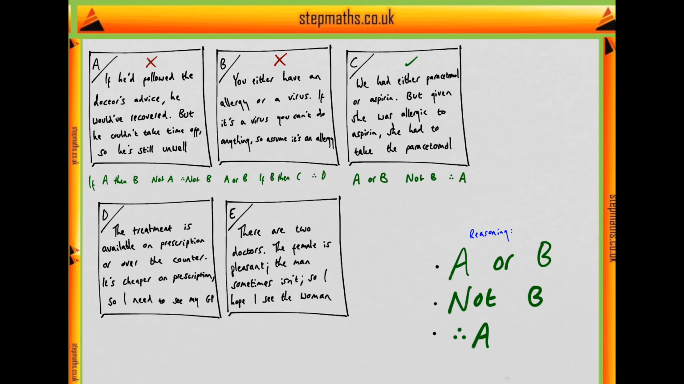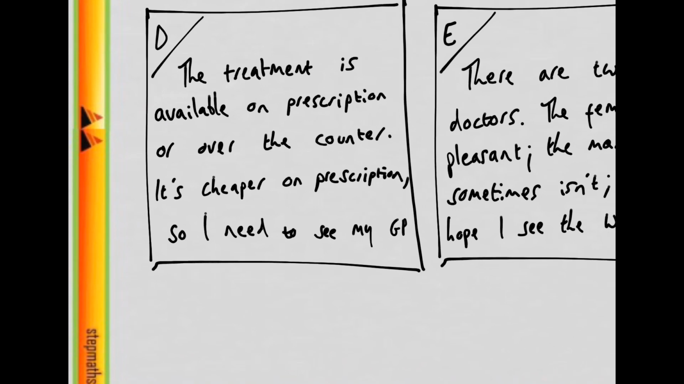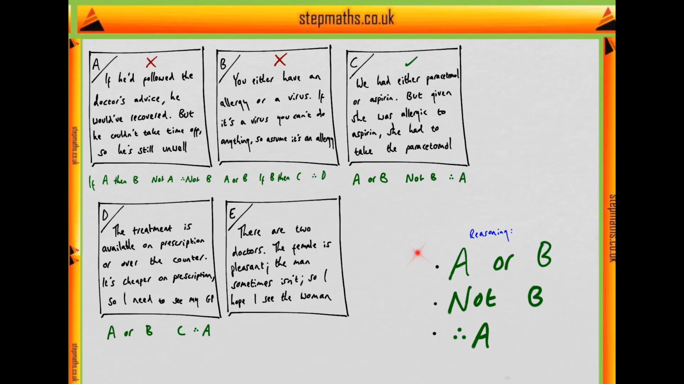But let's check D and E. D says that the treatment is available on prescription or over the counter. It's cheaper on prescription, so I need to see my GP. Now, the logical form of this looks something like this. A or B, prescription or over the counter. C, is cheaper on prescription. Therefore A, therefore prescription, because they want to see their GP to get a prescription. And we can see, just by looking at this third term here, that this is not going to parallel the reasoning used. Because if we look at the reasoning used in the argument, we can see that there's only 2 variables, A and B. So D is not going to be right.